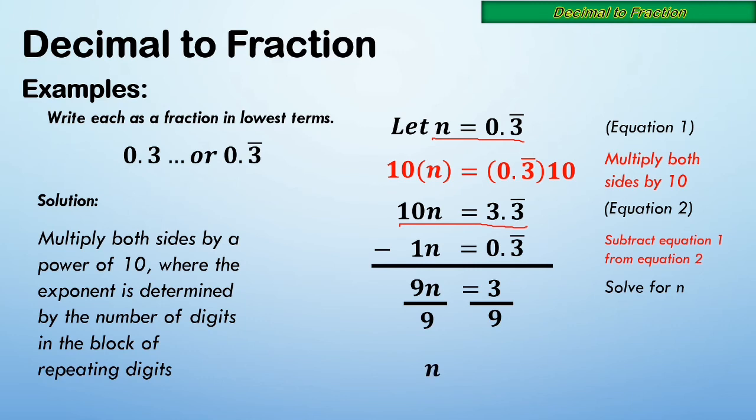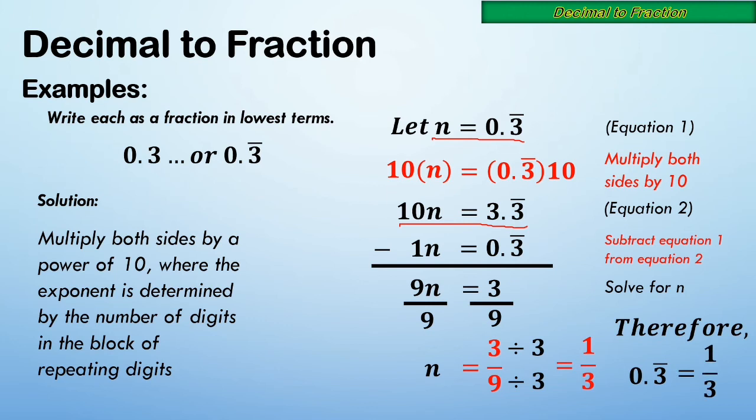Okay? Next, 9 divided by 9 is 1. Then, natira na lang is n. Then, 3 over 9. Yan siya. N is equal to 3 over 9. Then, ano yung greatest common factor ni 3 at saka 9 is 3. Then, divide natin. Then, you will have 1/3. Okay. Therefore, the 0.3, the repeating decimal, is equal to 1/3. Good job. Okay. Another example.